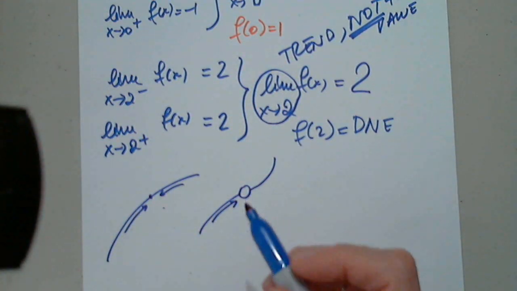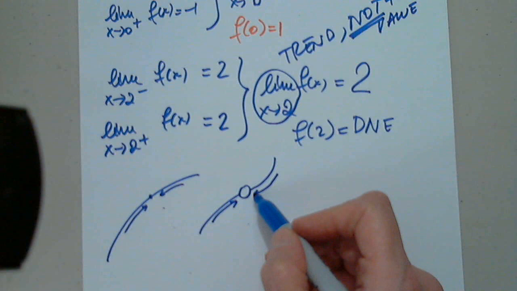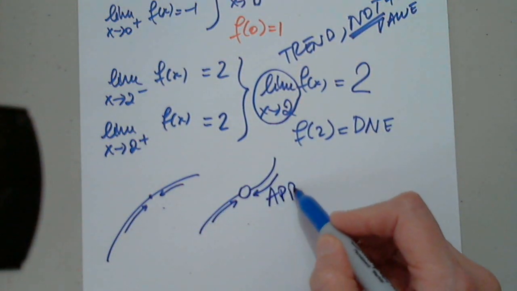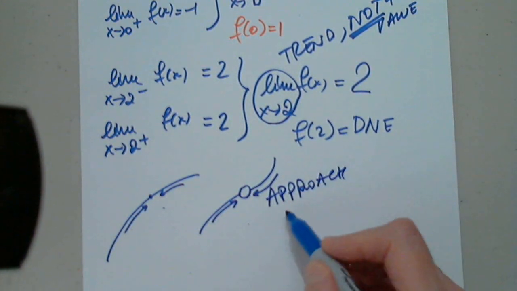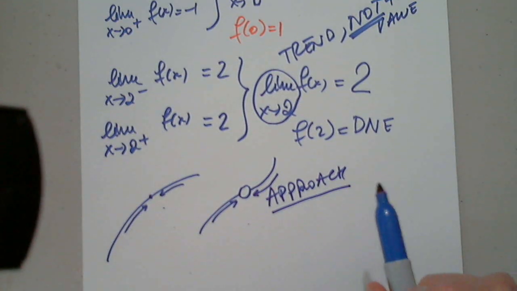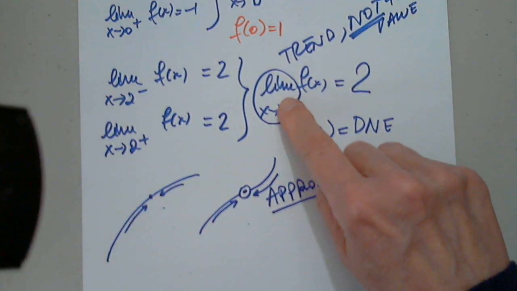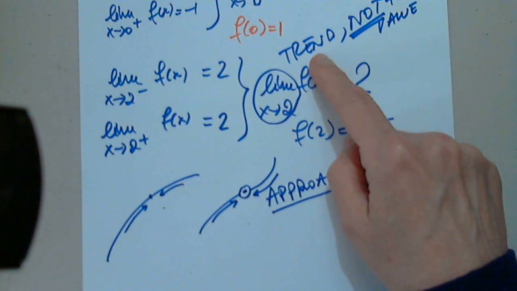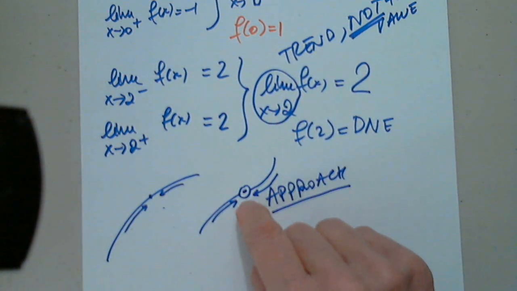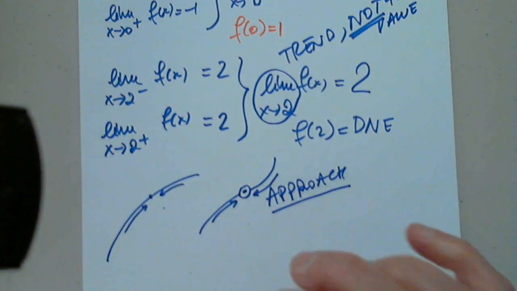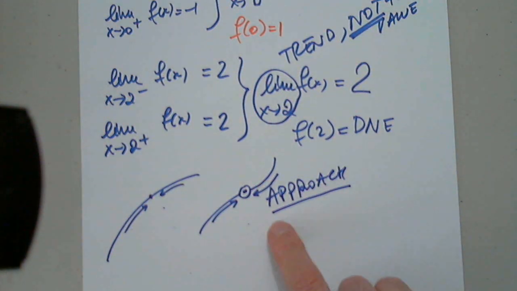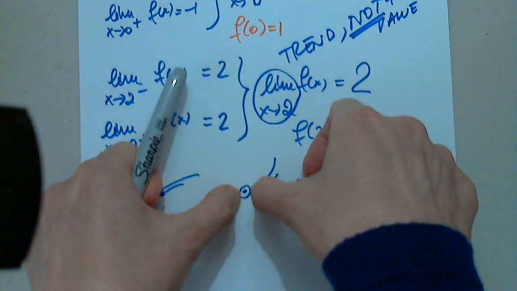Why? Because the trend from the left and the trend from the right approach. Approach does not mean equal. We don't care what happens here. We are only interested in the trend, not the function value at that point. So the function still has a limit, even if it's not defined at that point.